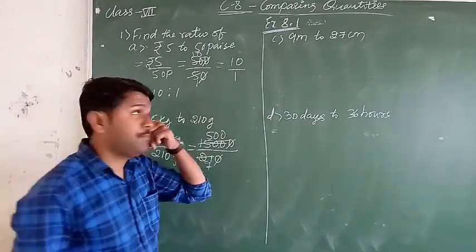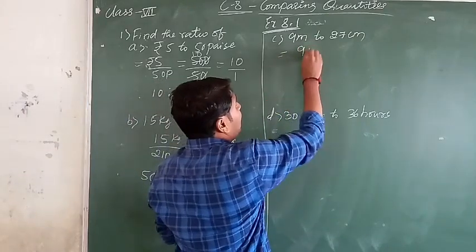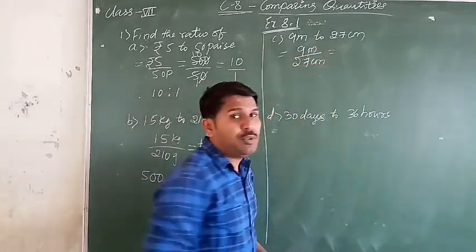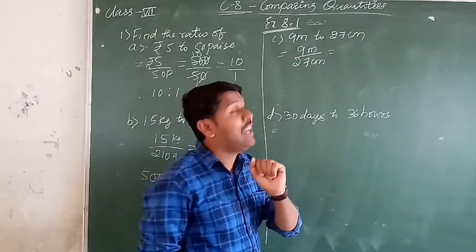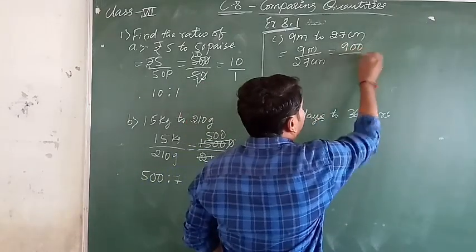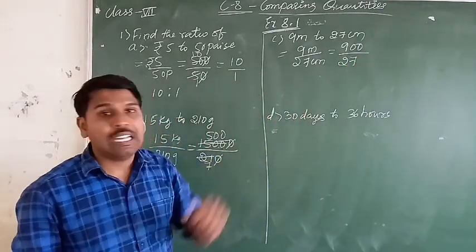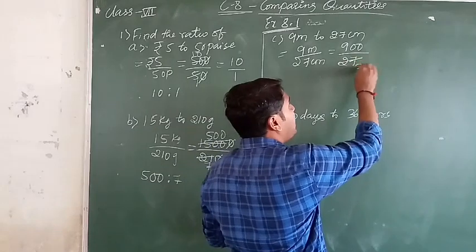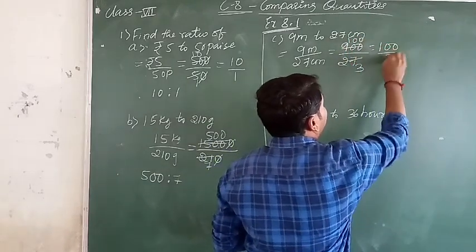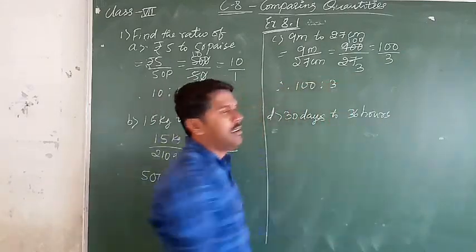Third one, 9 meter to 27 centimeter. Write down 9 meter, 27 centimeter. Convert meter to centimeter. 1 meter equals 100 centimeter, so 9 meter equals 900 centimeter. This one is 27. So 9 and 27 are divisible by 9: 9 threes are 27, 9 ones are 9. So 100 by 3. Therefore the ratio is 100 is to 3.